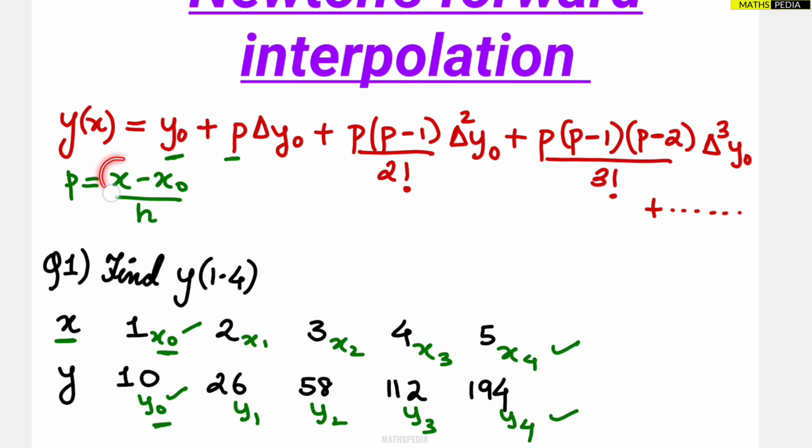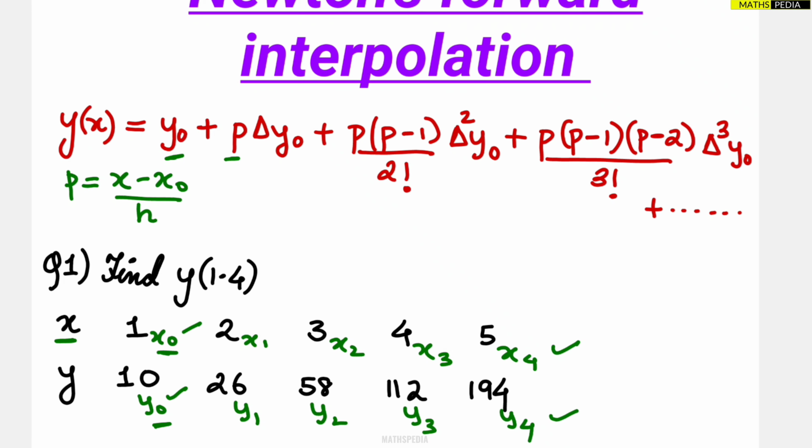So 1.4 minus x0. See, it is always related to the starting value. So 1 divided by h. What is h? The step length, that means the interval length. It will be the same for all the intervals. So between 1 and 2 it is 1, so we can directly write the h value as 1. That we'll be doing while solving this problem. I'm just explaining the formula. Now some textbooks might use some other variable, maybe not p, maybe r or something like that, but the formula remains the same.